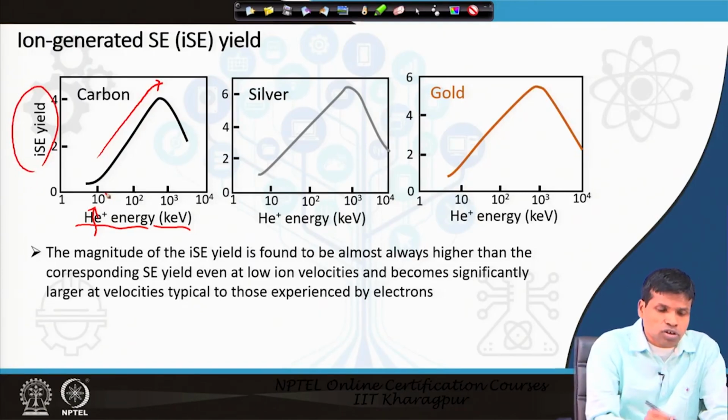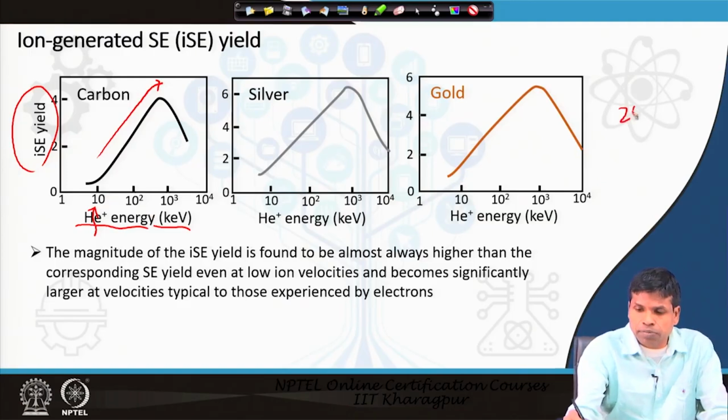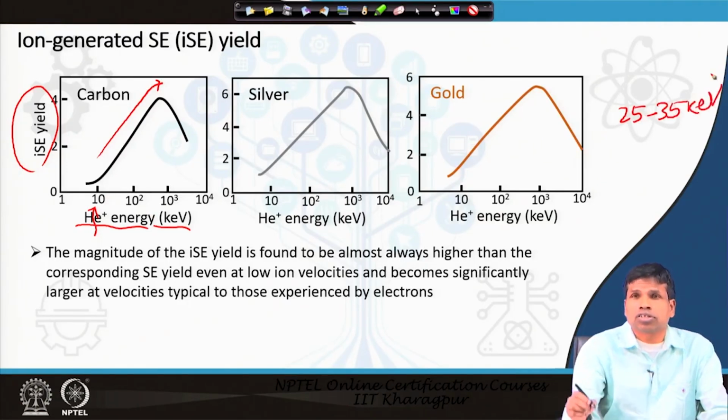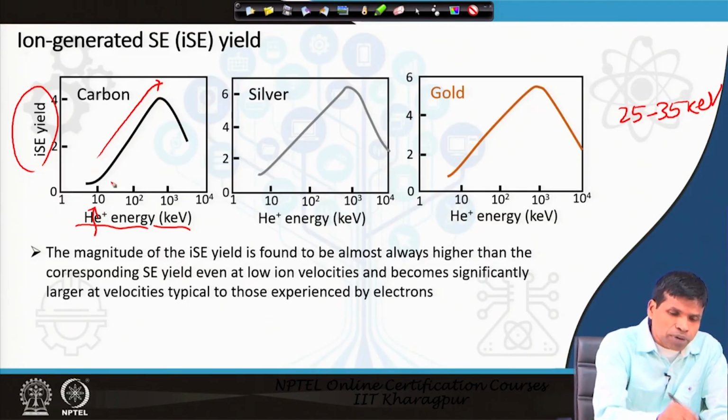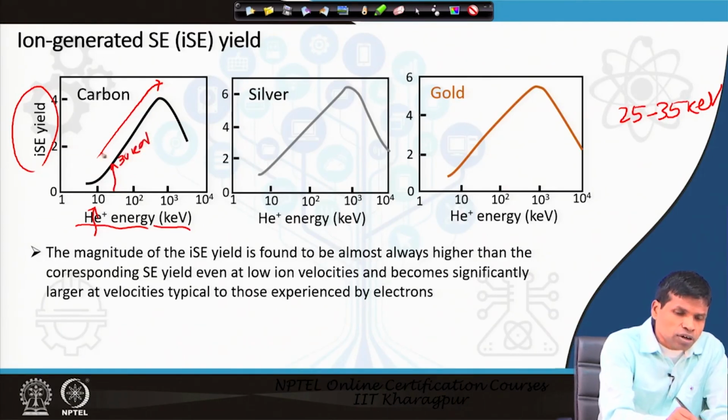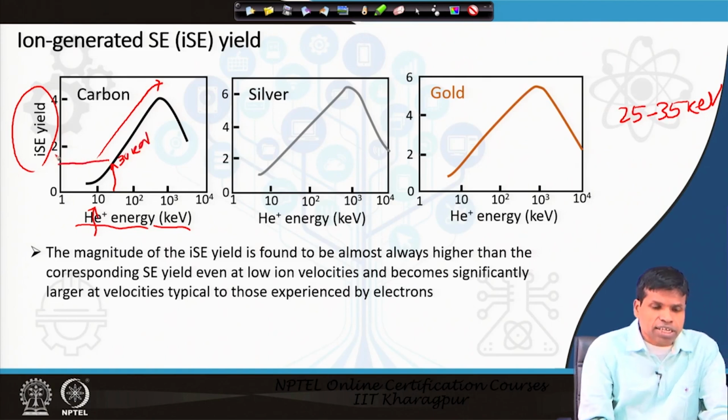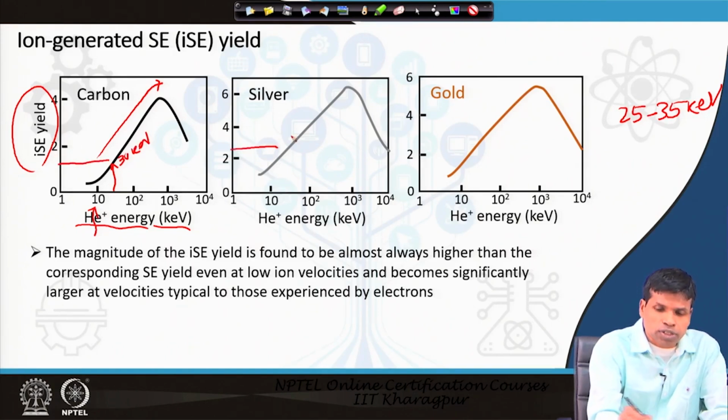So, normally the helium ion microscope is operated in a potential range of 25 to 30 keV, whereas for a scanning electron microscope we go from 100 electron volts to around 20 kilo electron volt. So, it reaches a maximum, but even if we operate at, let us say, 30 kV, our yield of secondary electrons is quite good.